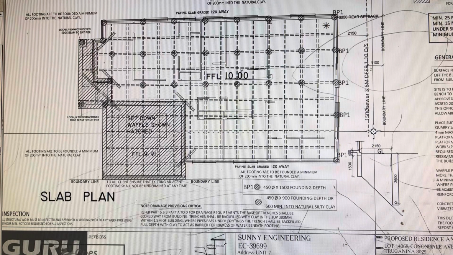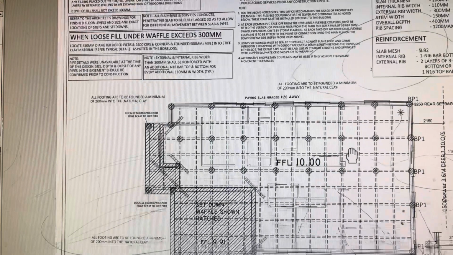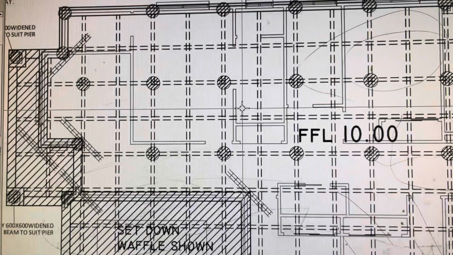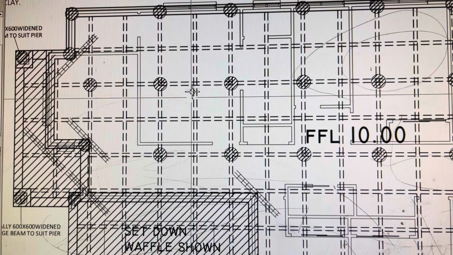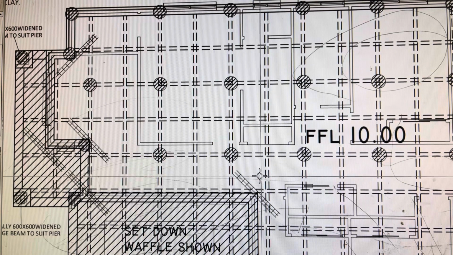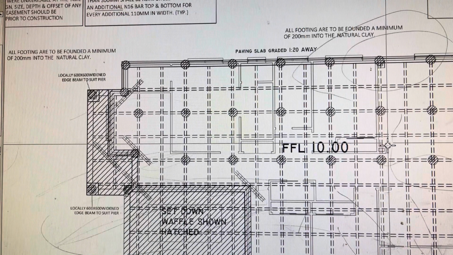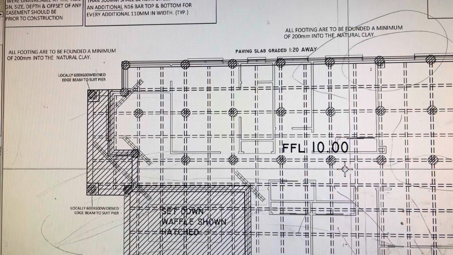So this is a waffle pot slab. This is how you know there is a waffle pot. These broken double lines, each pad means a waffle pot, which is around 1 meter, 1020 by 1020.